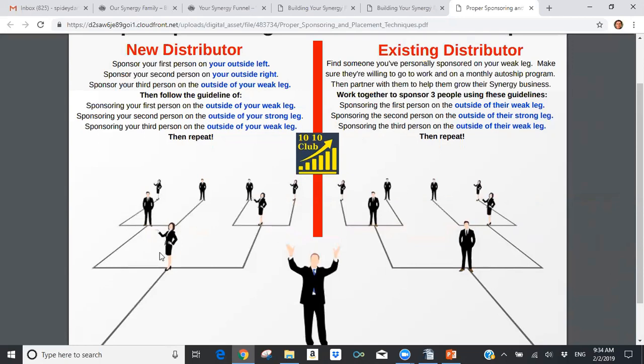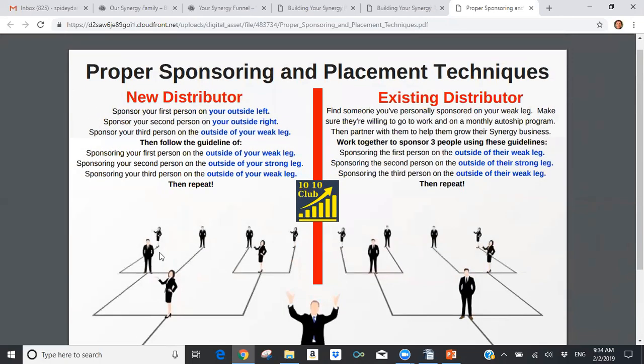He needs to come to his left-hand side, his weak leg, and find an individual that he's personally sponsored who's going to work, actually is invested in building a synergy business, is on a monthly autoship, and then say to that individual, hey, I want to partner with you in helping you really significantly grow your Synergy business.